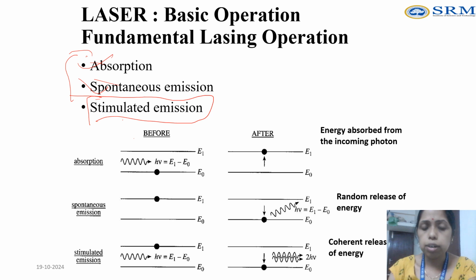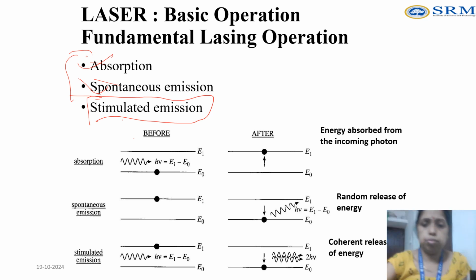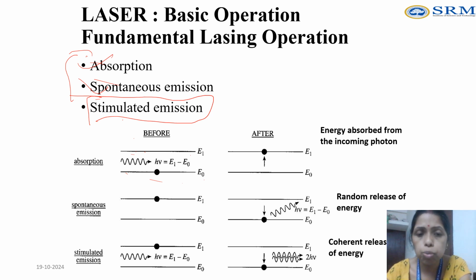Now you can see here, there is a band gap: this is the lower ground state and this is the excited state. E0 is the ground state and E1 is the excited state. What is absorption? When the electron accepts optical energy, it goes from the lower state to the higher state. So after absorbing the photon or any optical energy, the electron goes from the lower state to the higher state.